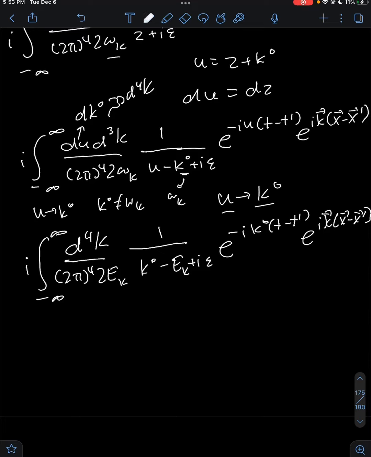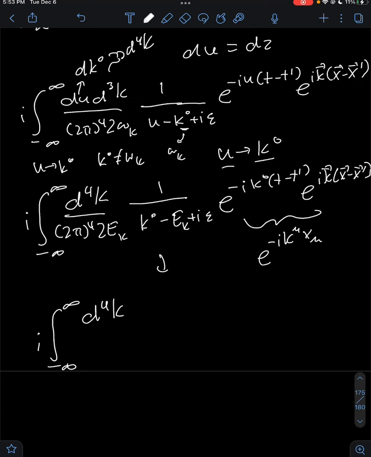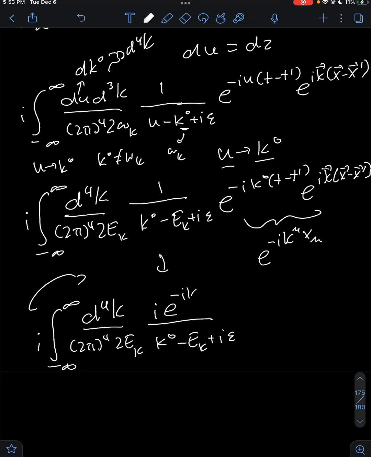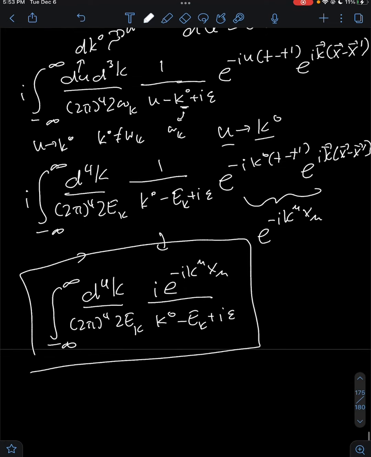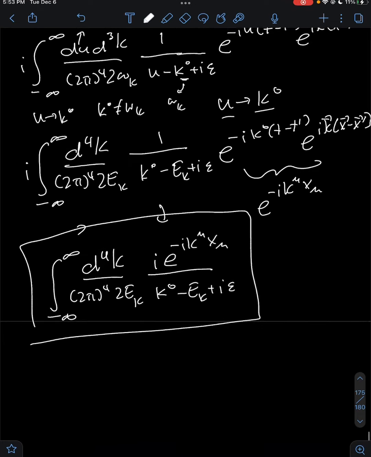We can now actually combine these as e to the minus i k mu x mu. That's why we did that relabeling. So now we have, and this is equal to the first term for the Feynman propagator. And that's our answer. That's where we stop integrating.